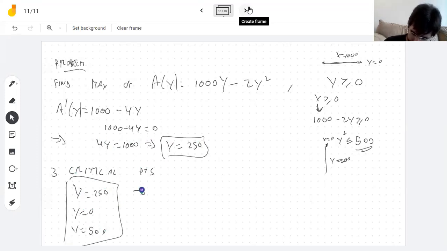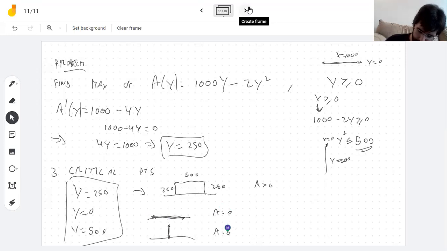This one corresponds to making half a square. This one corresponds to making a line. And this one corresponds to making a line as well. So this is the best.